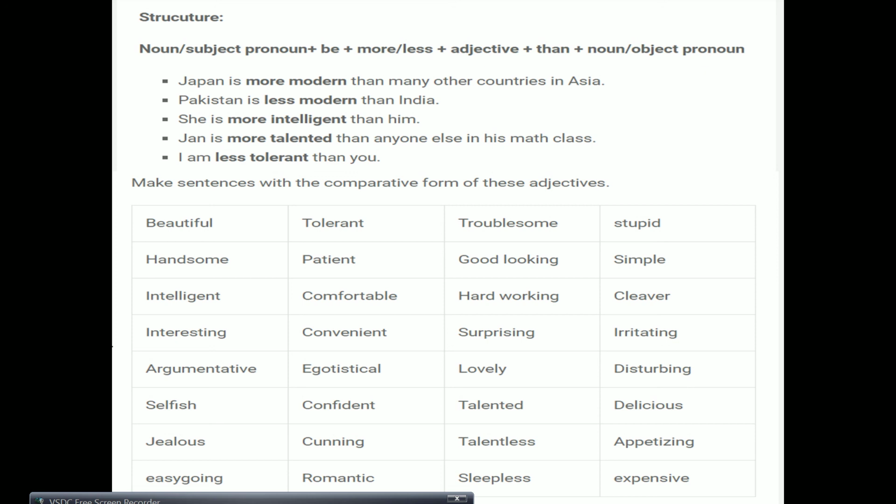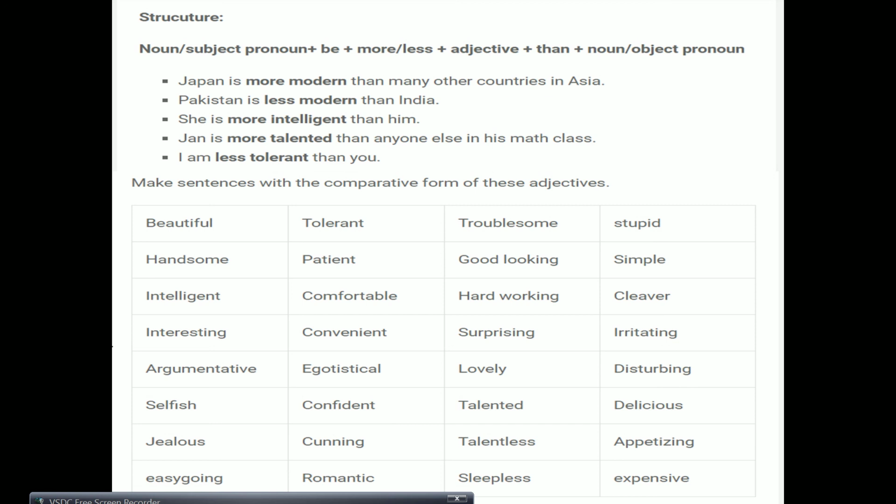So she is compared with him. Jan is more talented than anyone else in the math class. Here you need to notice that when we are saying that Jan is more talented than anyone else, that means Jan is the most talented girl in the math class. So if you want to change it to superlative degree, you will say Jan is the most talented girl in the class.